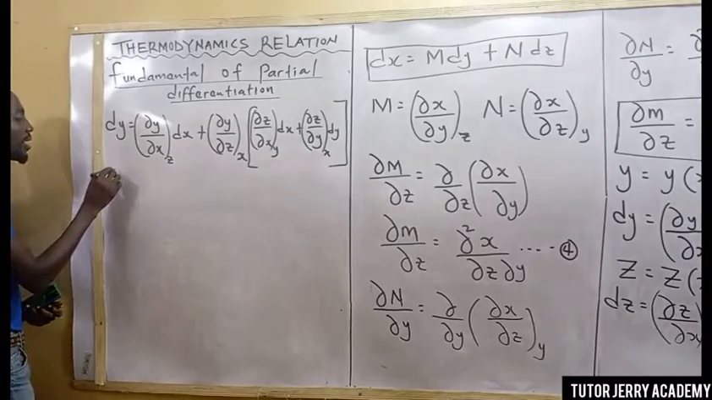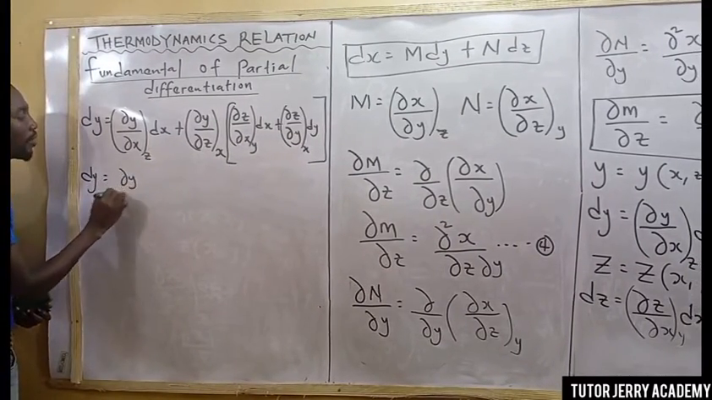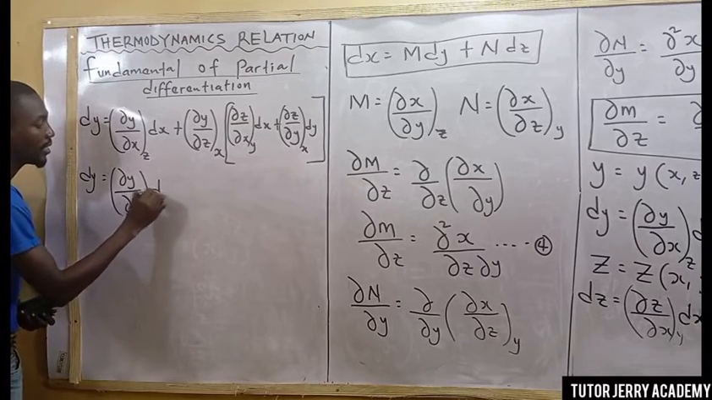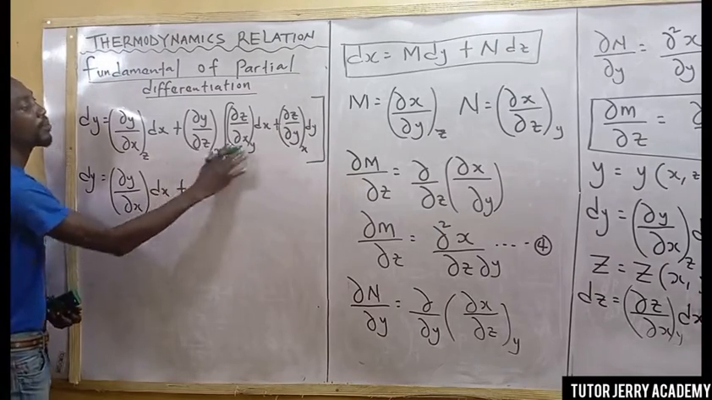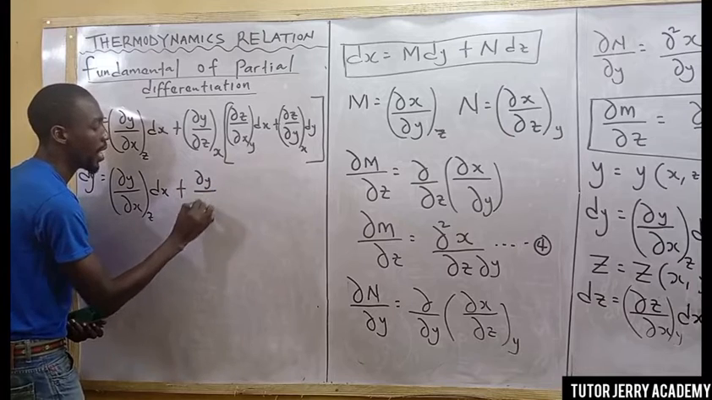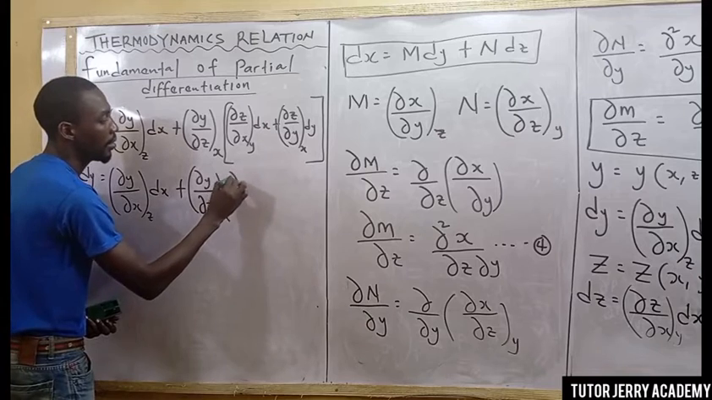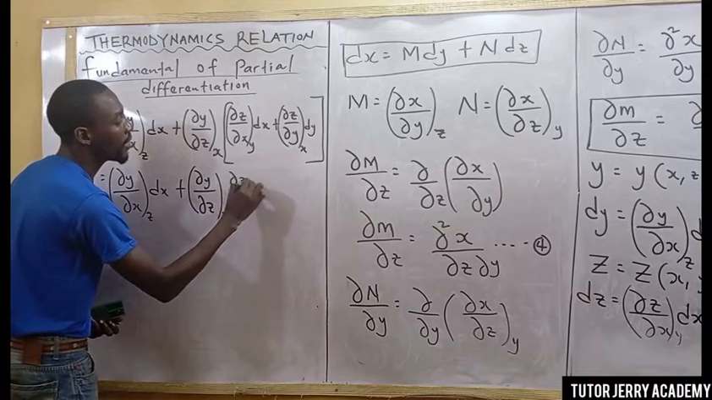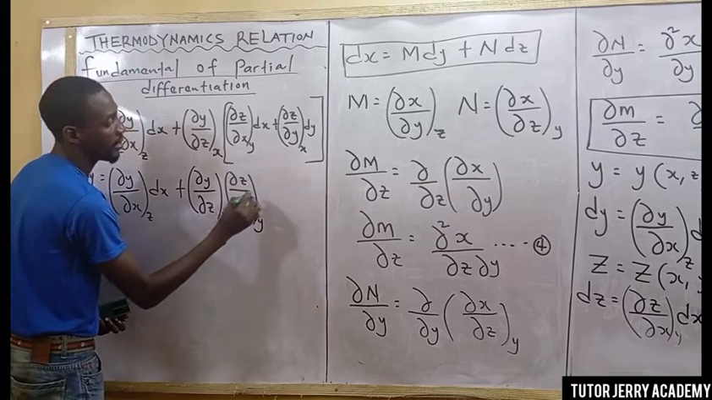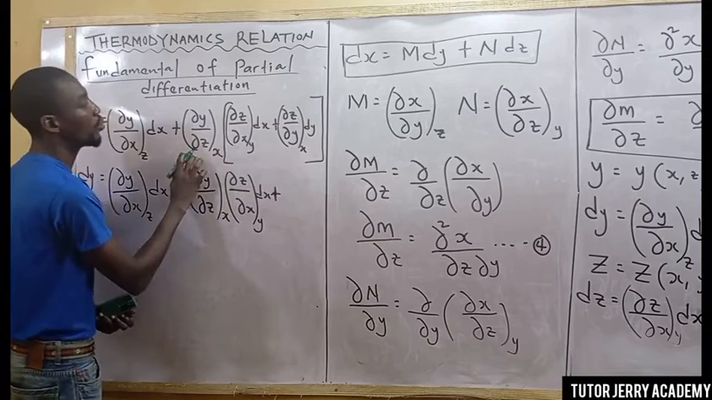All right, so now we can therefore say dy is equal to the partial derivative of y all over the partial derivative of s, keeping z constant, ds, plus this multiplied by this is going to give us the partial derivative of y all over the partial derivative of z, keeping s constant, into the partial derivative of z all over the partial derivative of s, keeping y constant, ds, plus. So this will multiply this.